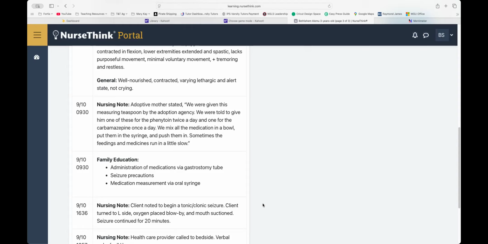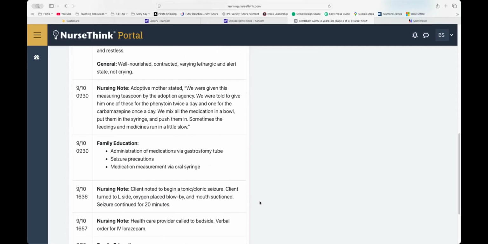Permanent brain damage. What's the condition where we have a seizure that lasts for 30 minutes or more? Is it status epilepticus? Yep, status epilepticus. That's that prolonged seizure that's not responsive to medication. So we're getting very close to that.